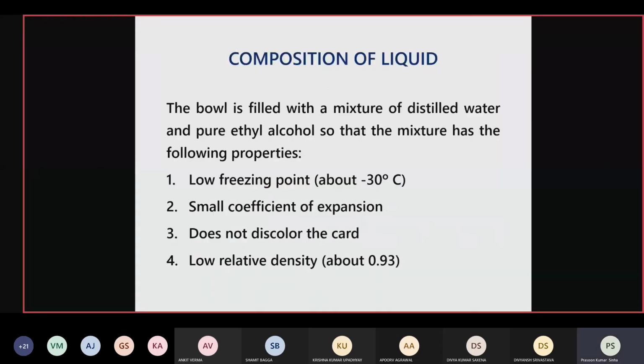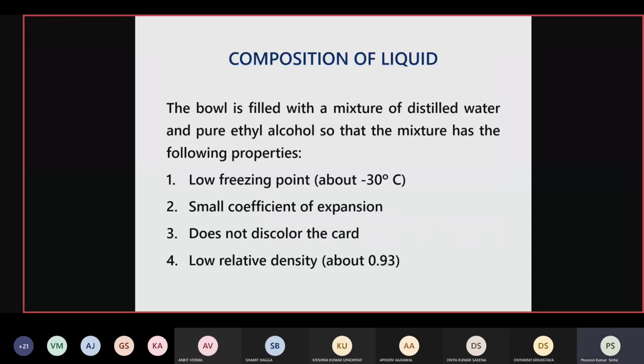Next, composition of the liquid. The ship goes from place to place, sometimes in a frozen area, sometimes in a warm area. So the liquid has to be such that it is not freezing. Otherwise, if it freezes, the card will get stuck in its place. So there are certain properties of the liquid which are required, and that is achieved by mixing distilled water with pure ethyl alcohol.